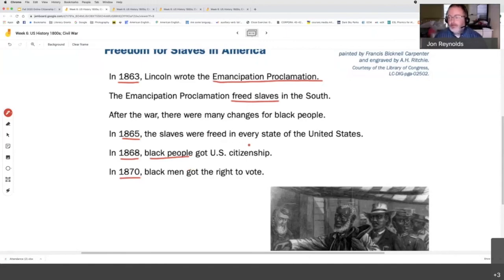So the truth is, the 13th Amendment freed them. The 14th Amendment gave them citizenship and equal protection, and then the 15th Amendment gave them the right to vote. Now, Saba, you will notice something. Notice it says black men had the right to vote. You might remember we talked about in one of our classes that women did not get the right to vote. Until when? Do you remember?